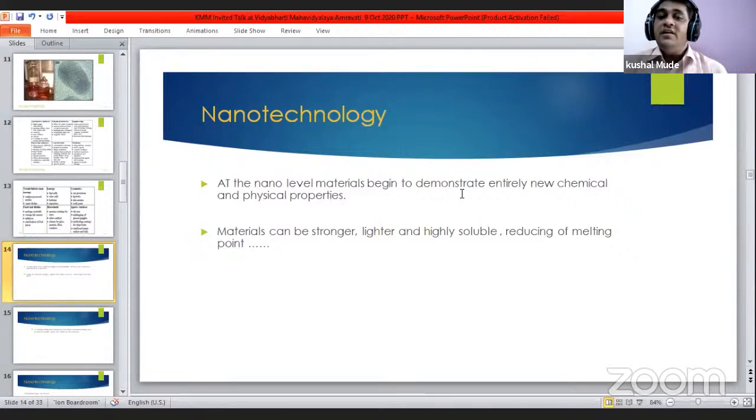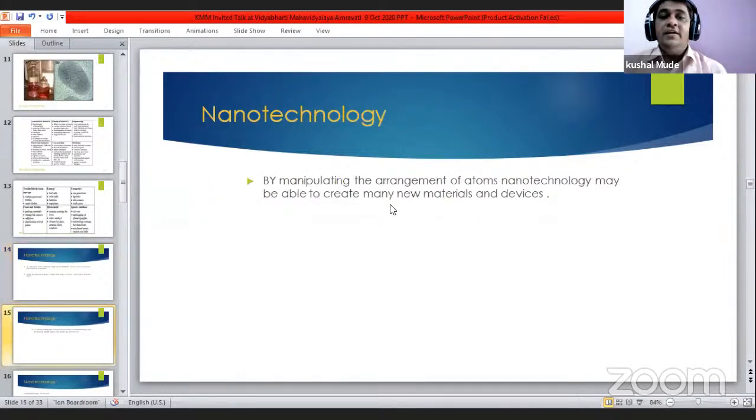So at nano level, materials begin to demonstrate entirely new chemical and physical properties, some part of it covered by the previous resource person. Materials can be stronger, lighter, and highly soluble, with a reduced melting point. Now, by manipulating the arrangement of atoms, nanotechnology may be able to create many new materials and devices. Generally in terms of physics and optical engineering, that is band gap engineering. We can reach to the device.